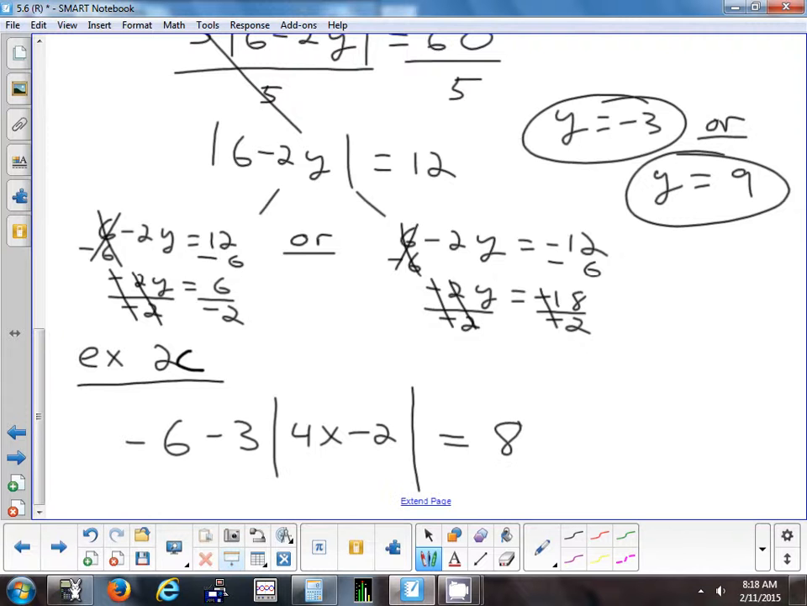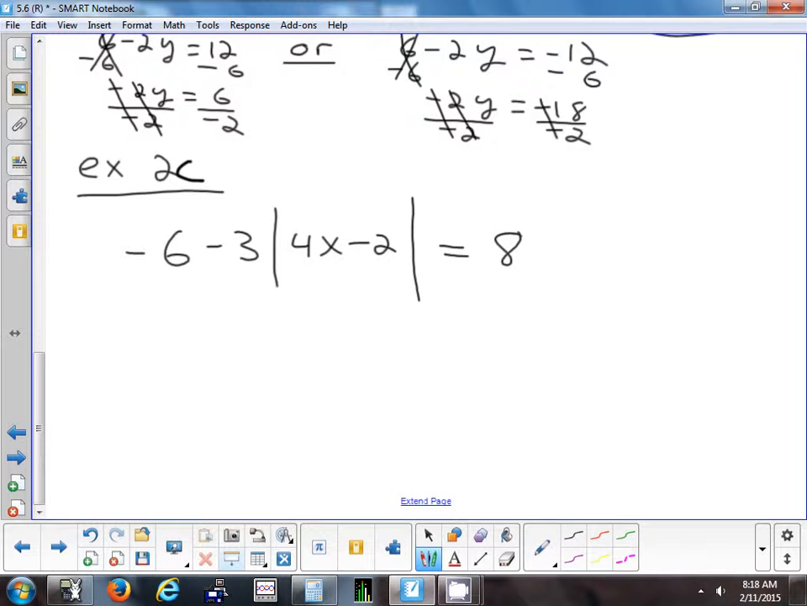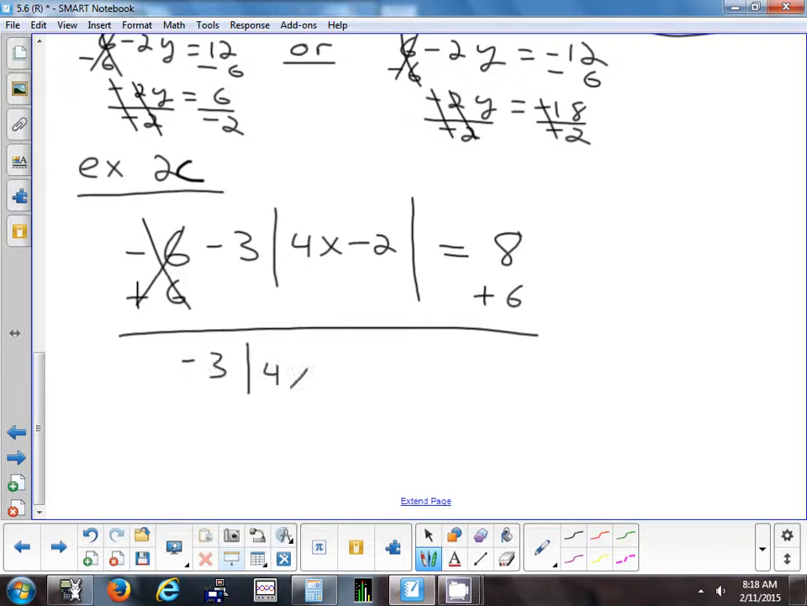Okay, let's look at our last problem. Negative 6 minus 3 times 4x minus 2, 4x minus 2 is an absolute value, equals 8. Okay, first step I'm going to do is I'm going to add 6 to both sides. Okay, always get rid of the number that's farthest away from the absolute value first. Save the number that's right up against the vertical bar for the very end. So negative 6 plus 6 would cancel. We get negative 3 times the absolute value of 4x minus 2. And 8 plus 6 gives me 14.